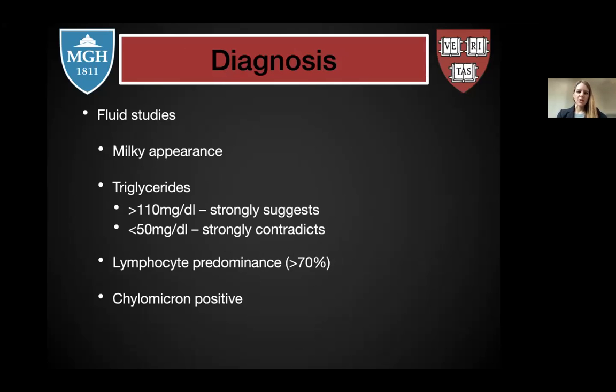Fluid studies for diagnosis include a typical milky appearance of the fluid. Triglycerides is the first test that is usually sent, and a triglyceride level greater than 110 is strongly suggestive of chylous fluid. Less than 50 strongly contradicts this diagnosis. And then you can go on to test for lymphocyte predominance, and then chylomicrons can be positive, but that test takes much longer, and so it's not typically sent unless there's a major question.